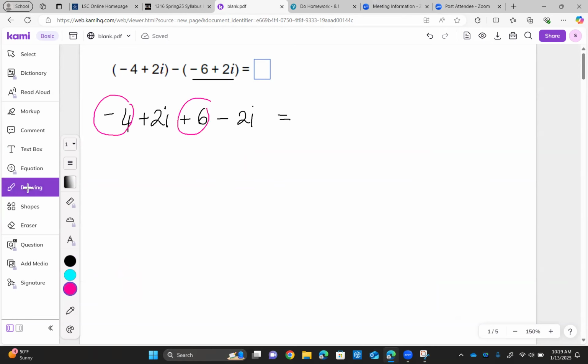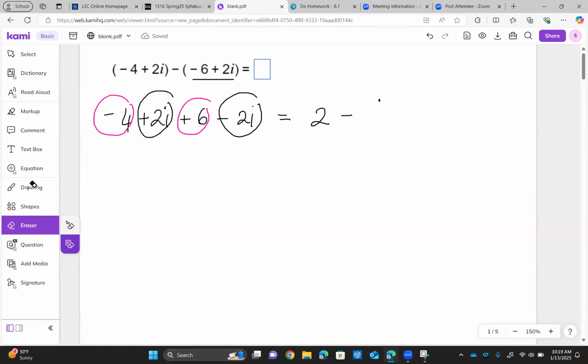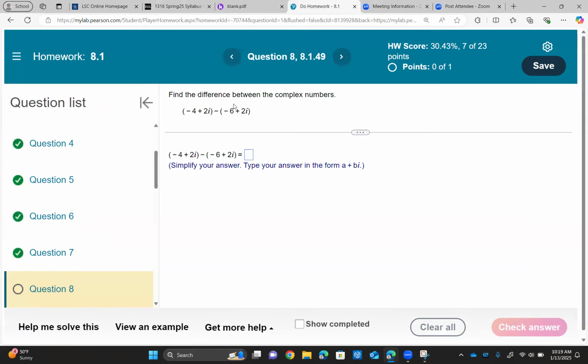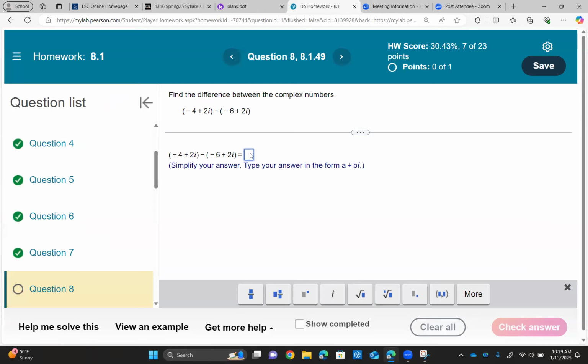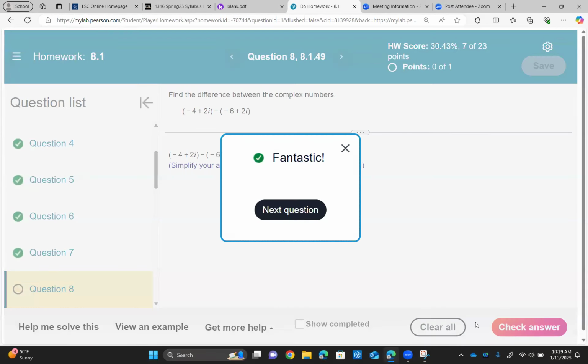So these are the only two real parts. Negative 4 and 6, when I combine them, the answer is 2. And then positive 2i and negative 2i, when I add them together, it's a total of 0i. But I don't need to write the 0i. The expected answer will be here just 2. So when I go to homework, I will tell them that imaginary parts cancel out, and all I get is 2 as an answer.